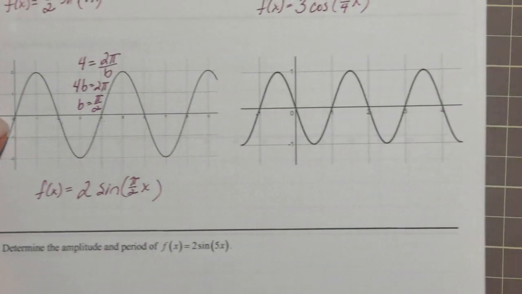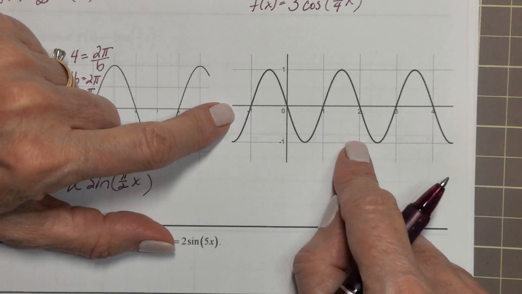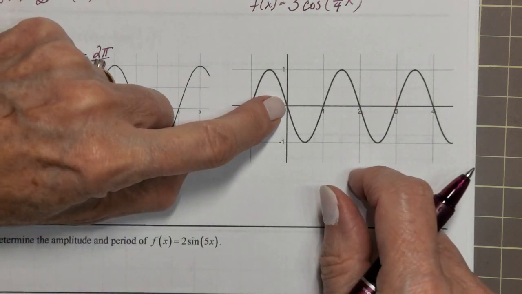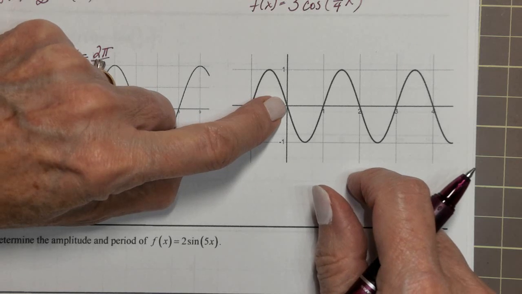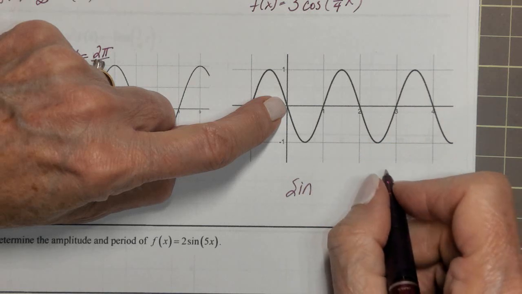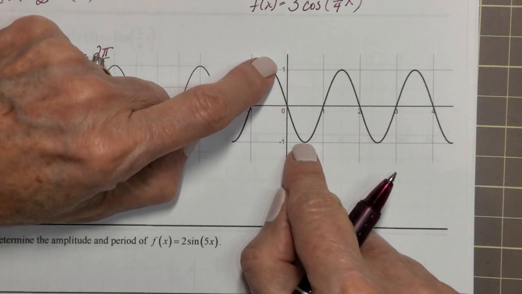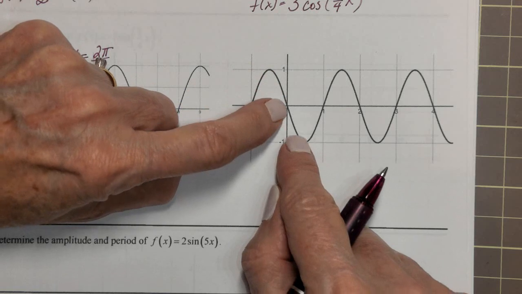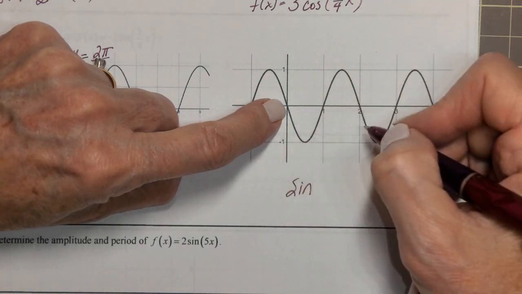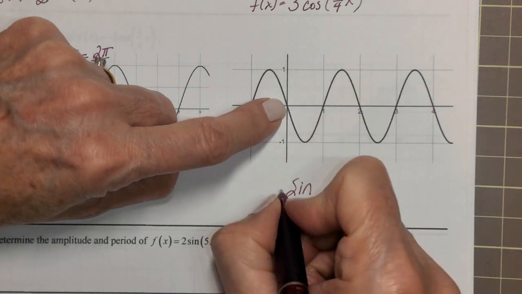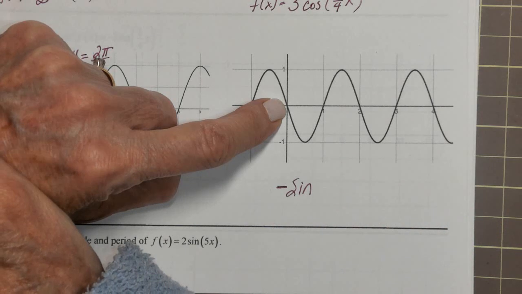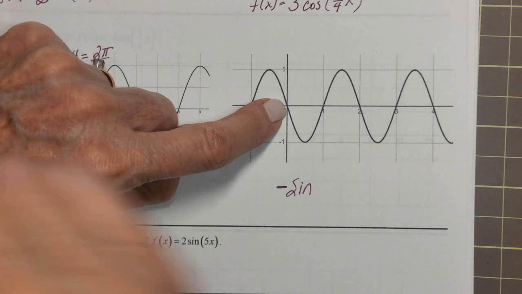One more like this. Sine or cosine? Well, it's going through the origin. I'm going to call this a sine. What's the amplitude? The amplitude is 1. However, sine normally goes up first, and this is not going up first. It's going down. It's flipping over the x-axis. So I need to make the whole thing a negative. Negative sine.